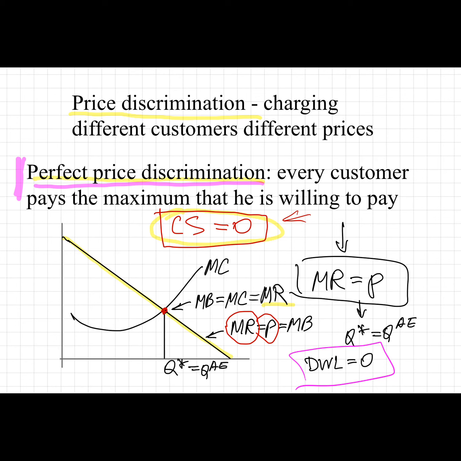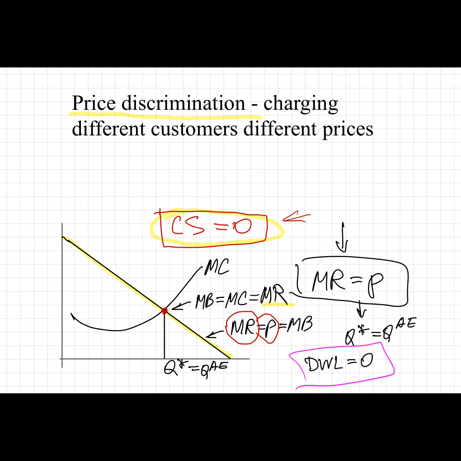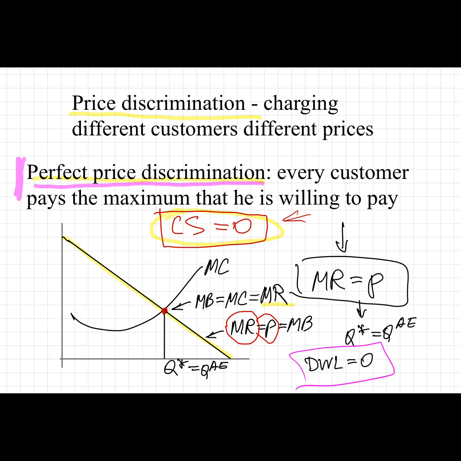And imagine a situation of perfect price discrimination. Perfect price discrimination is when every customer is paying the highest price they're willing and able to pay. Perfect price discrimination is a situation when every customer is paying the maximum that he or she is willing to pay. So how is it going to show on our diagram?